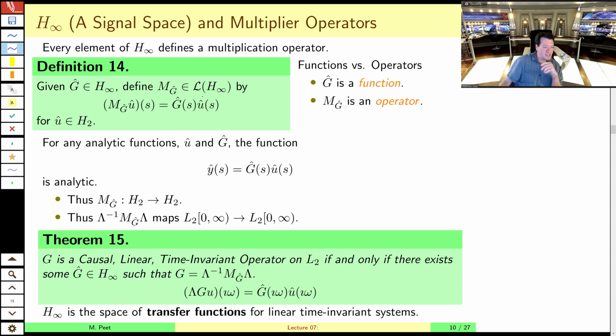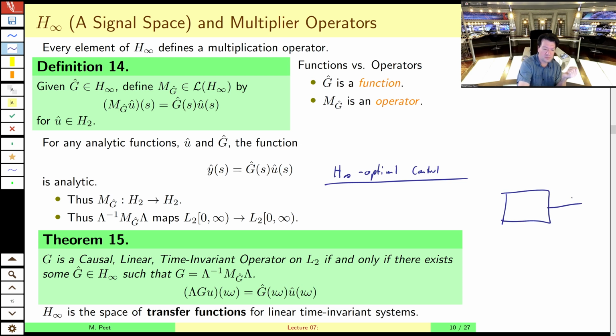So this signal norm, this H infinity signal norm. Remember the topic of this course. The primary focus of this course is on H infinity optimal control. So does that mean we're trying to optimize the H infinity norm of the output? Well, the output may have finite H infinity norm, or it may not.